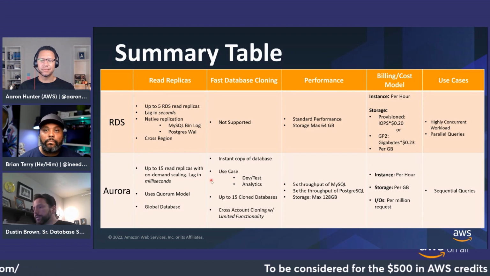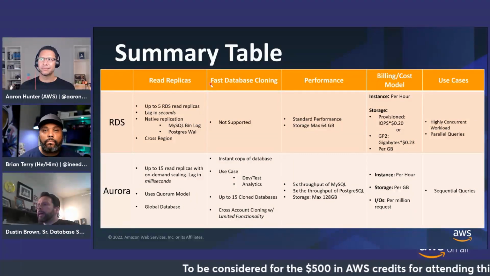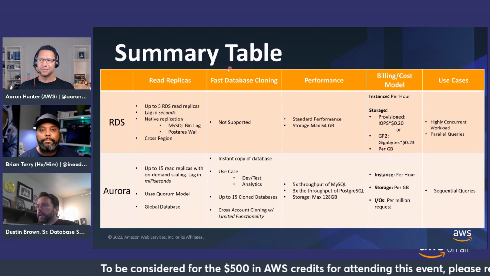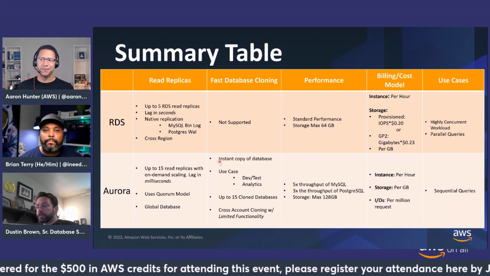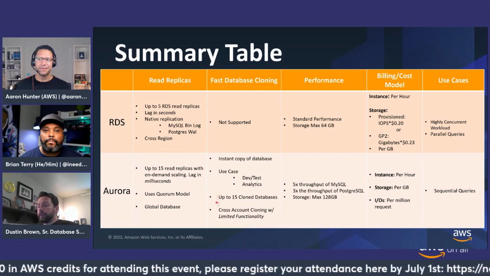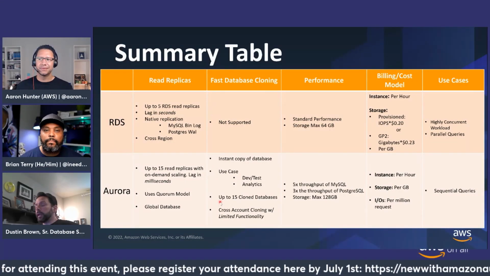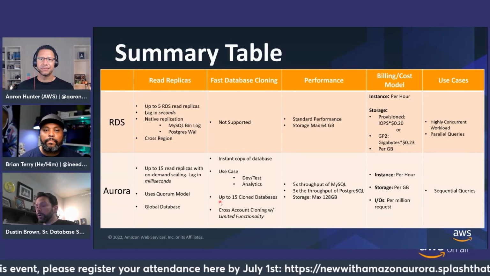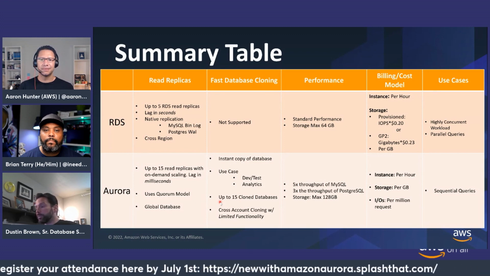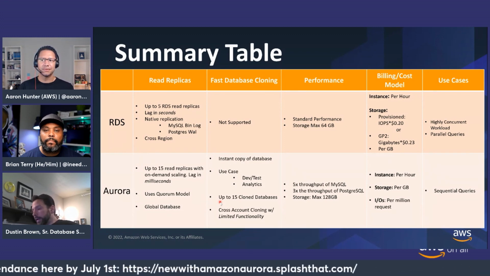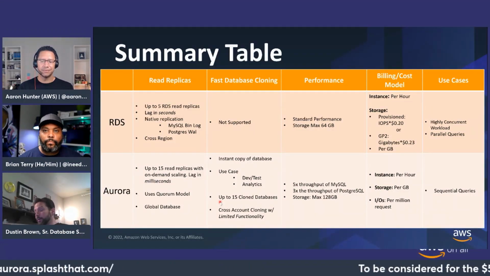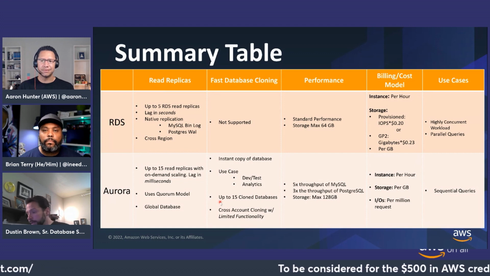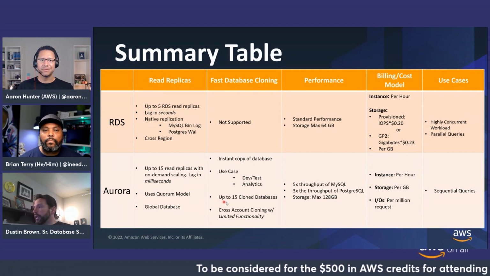Low latency cross-region replication. Fast database cloning, which unfortunately I didn't get a chance to talk about very much, but you have an instant copy of the database at your discretion. You can have up to 15 cloned databases. This is very useful in a dev and QA type of environment where you want to give your devs instant access to a production database, but it grabs the storage from the already provisioned storage underneath the covers across the availability zones, and you have an instant copy of your database.